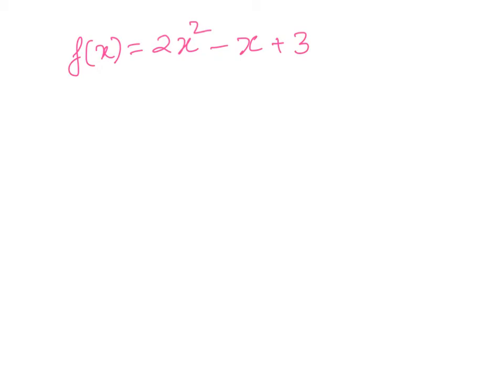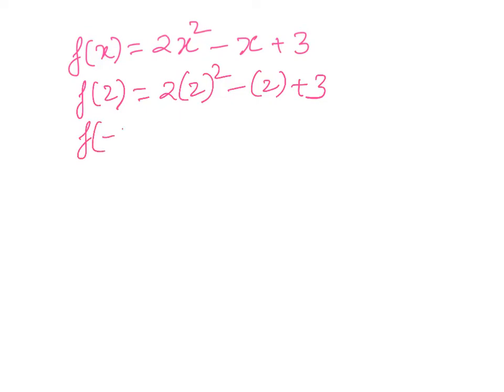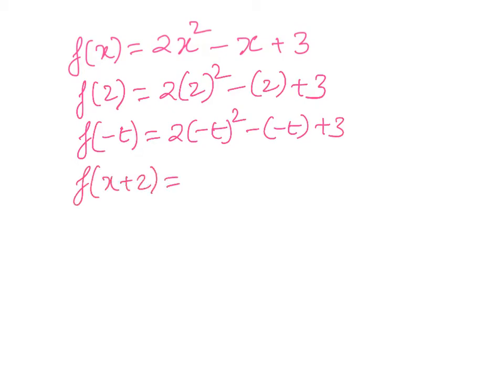f(x) is equal to 2x squared minus x plus 3. Then f(2) means I replace x with 2. f(-t) means I replace x with negative t. f(x + 2) means I replace x with x plus 2. So this is minus.